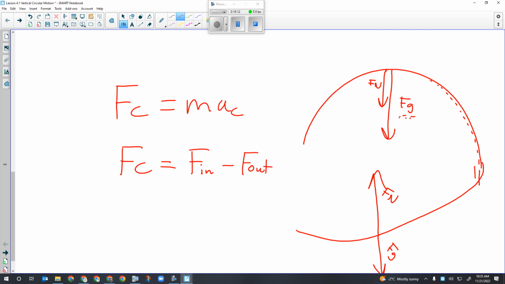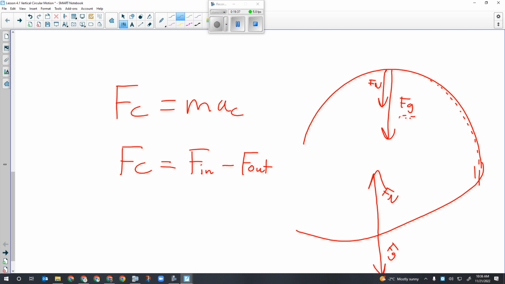Okay? So gravity doesn't switch direction. It's always down. But in terms of the circle, it's sometimes into the circle and sometimes out of the circle. Okay? Everyone okay with that? At the top of the circle, it's in. But at the bottom of the circle, it's out. Right? So what we always have to be able to do is kind of do a free body diagram for these different positions in the circle.